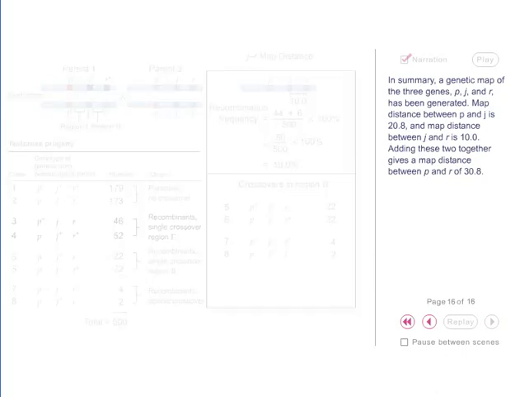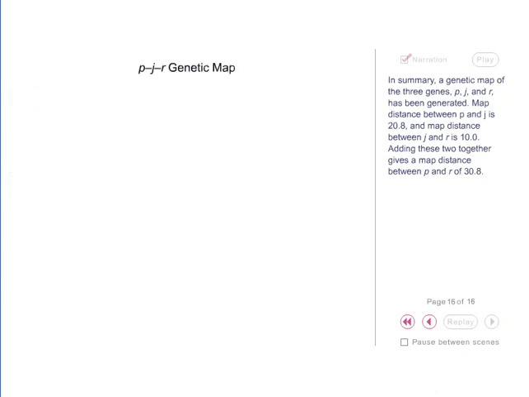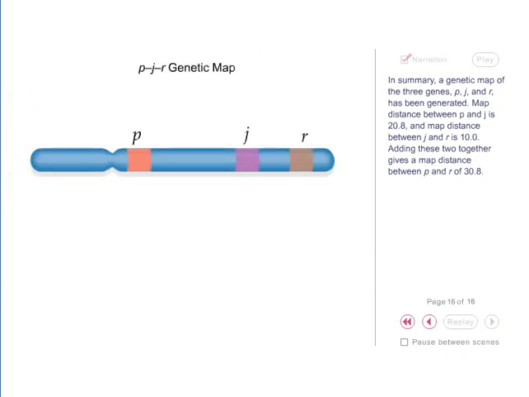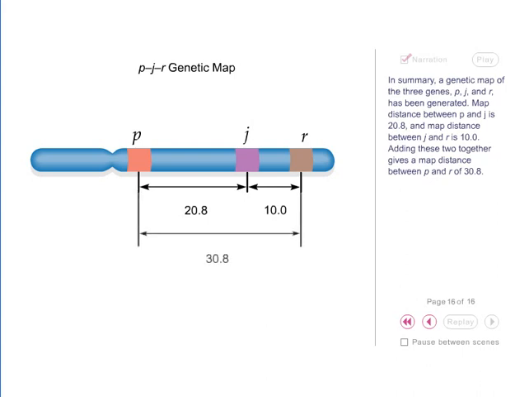In summary, a genetic map of the 3 genes P, J, and R has been generated. Map distance between P and J is 20.8, and map distance between J and R is 10.0. Adding these two together gives a map distance between P and R of 30.8.